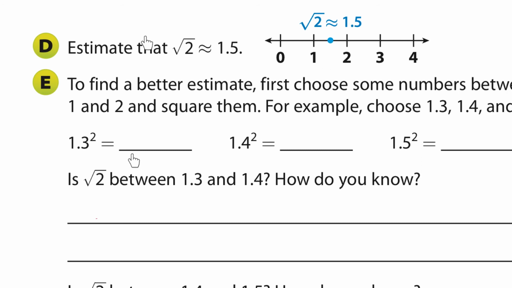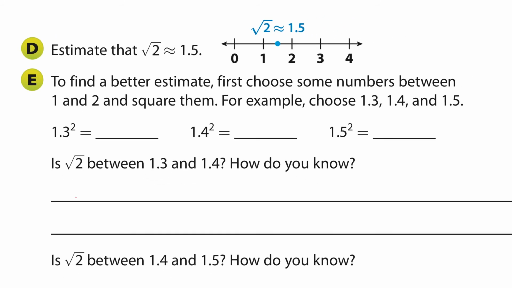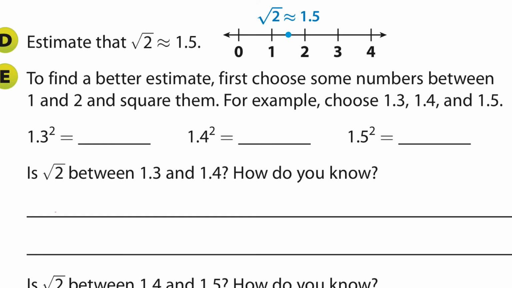And to find a better estimate, we would choose some numbers between 1 and 2 and square them. There's a couple numbers in between 1 and 2, like 1.3, 1.4, and 1.5. And when we square those, we get 1.69, 1.96, and 2.25.